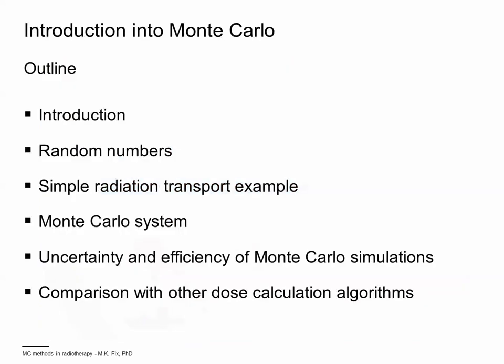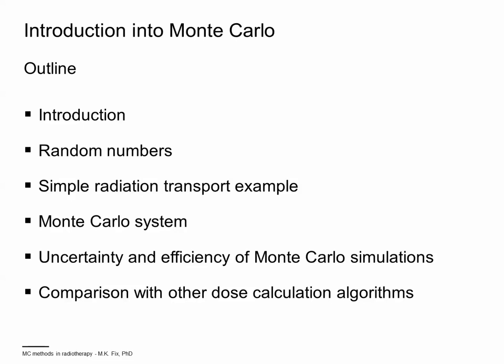But before going into the details, I would like to show the outline of this presentation. After a short introduction covering some history and the basic definition of terms used in Monte Carlo, a few features about random number generators will be presented. Along with an example of a simple radiation transport, the components necessary for a Monte Carlo system will be introduced. Then the uncertainty as well as the efficiency of Monte Carlo simulations are discussed. Finally, some comparisons with other dose calculation algorithms will follow before the summary will finish this presentation.